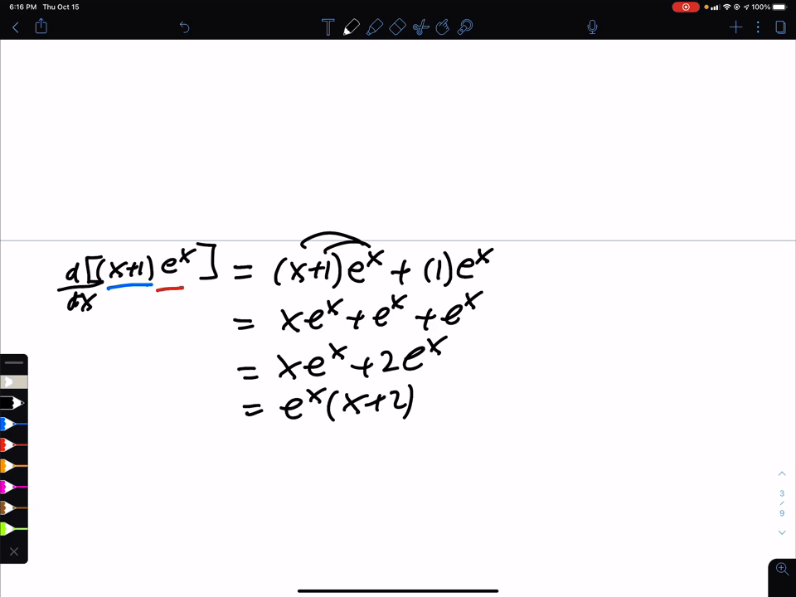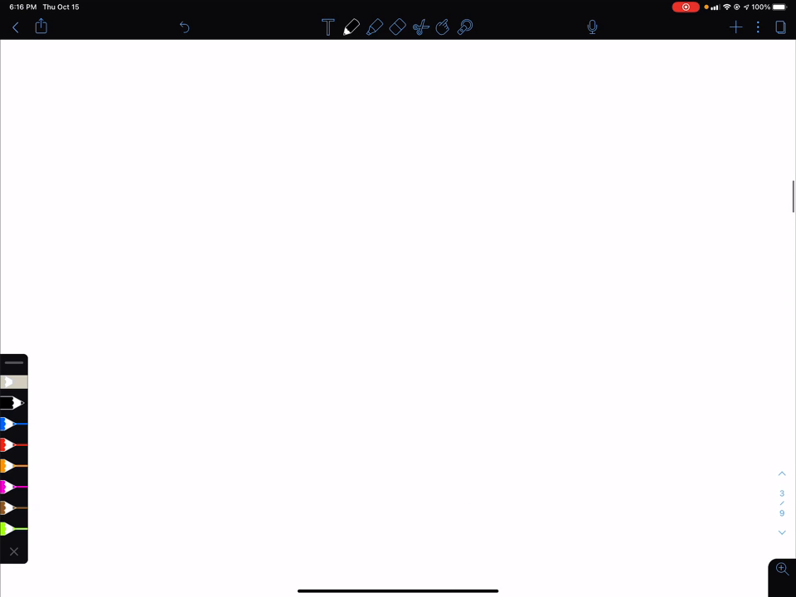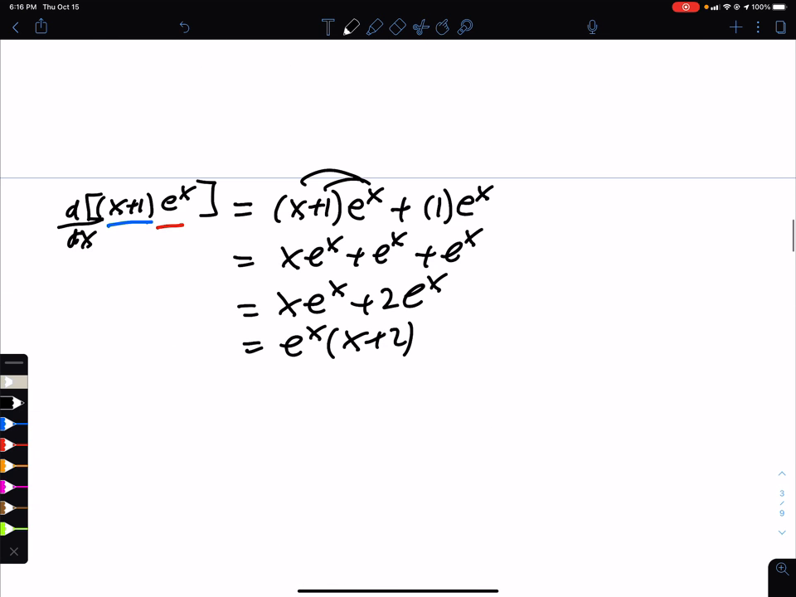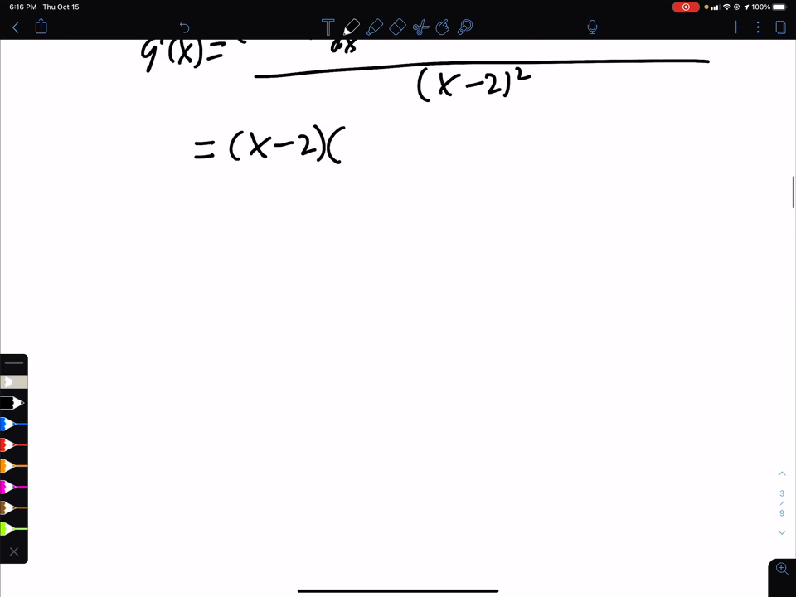I don't know if I want to do that, but I'm going to bring this answer back up top and see, is it going to help me to have it factored? I don't think so. I want to leave it in unfactored form, so I'm going to copy the x e to the x plus 2 e to the x.